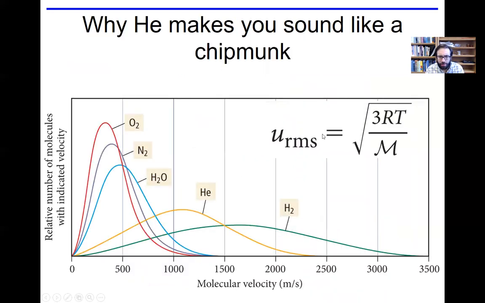This is the reason that helium makes you sound like a chipmunk. It makes you have a very high voice, because the speed of sound through helium is much faster, since those helium molecules are moving faster. Why is that? That's because of the molar mass. Heavier molecules will move more slowly, because this denominator will increase, and lighter ones will move faster.